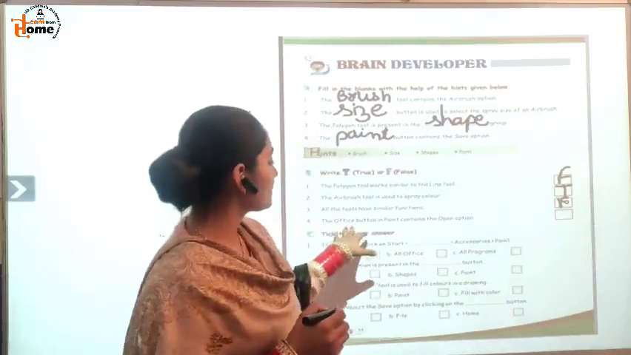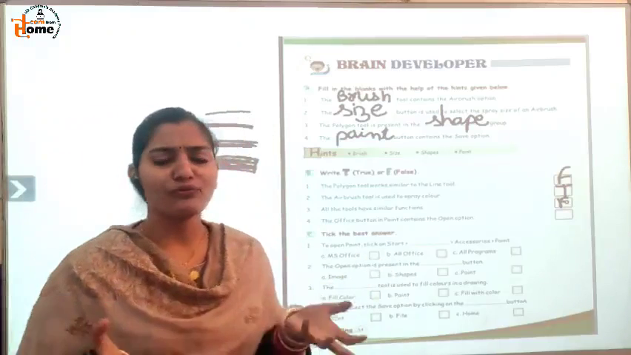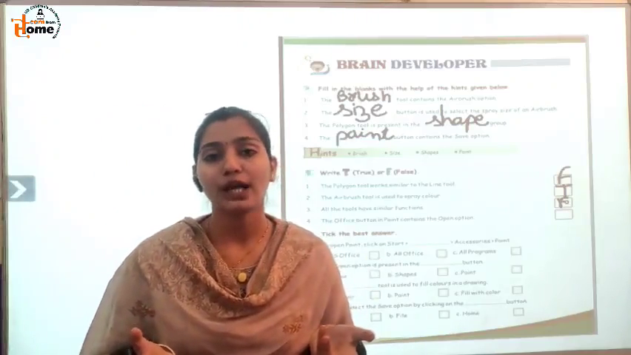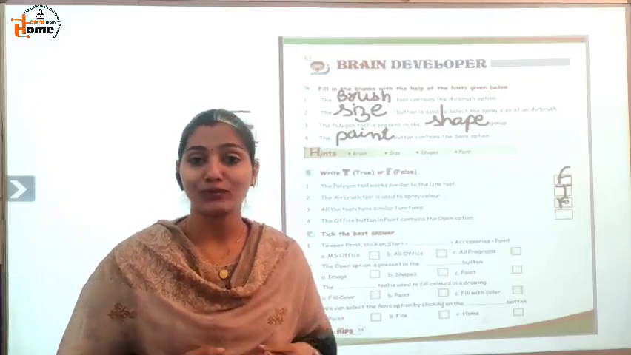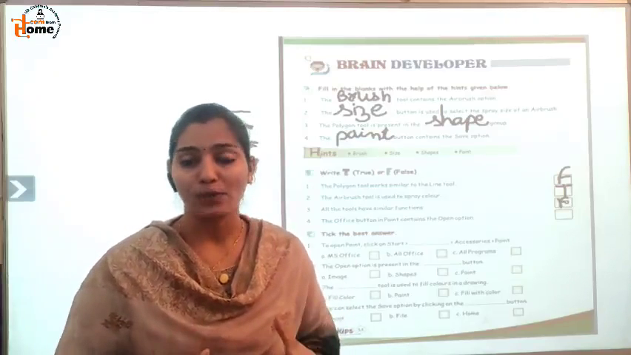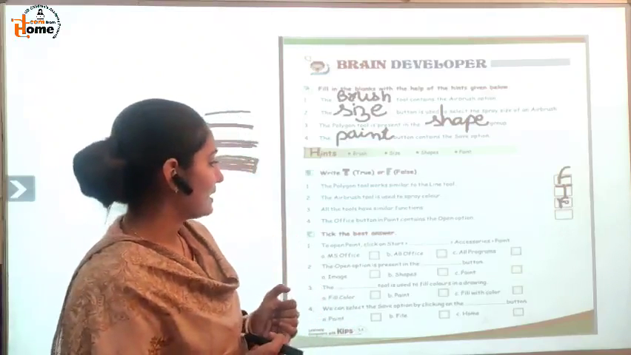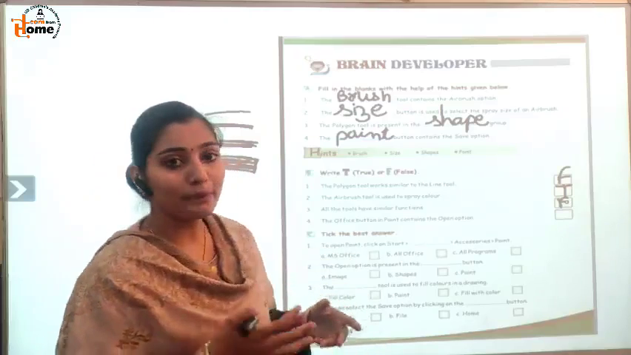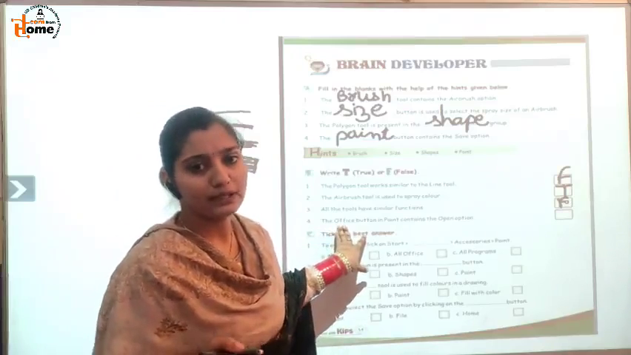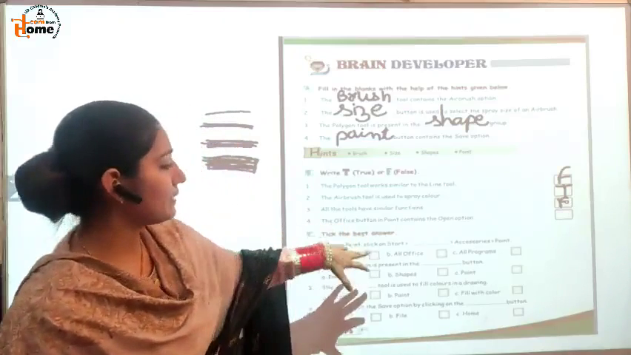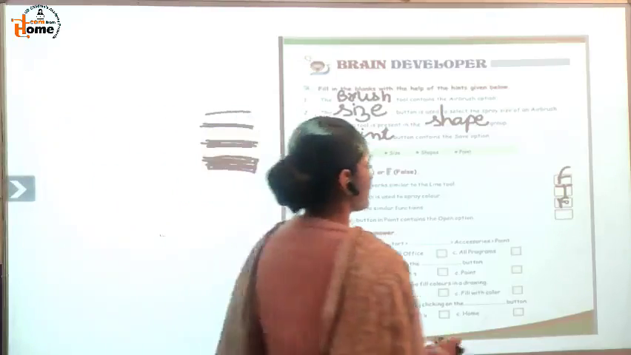Next, the office button in paint contains the open option. Where is the office button in the paint? I have never seen it. So, which button contains the option to save your drawing? Paint button has the option to save your drawing, or to open your drawing, right? There is no office button in the paint. So, the paint button in paint contains the open option. This is also false.